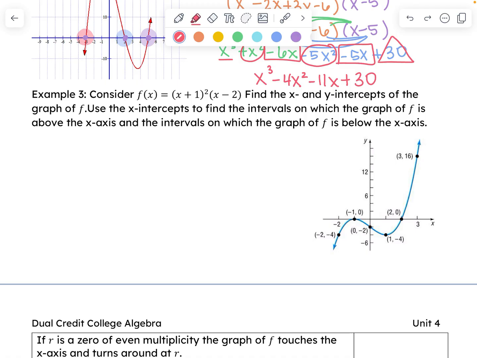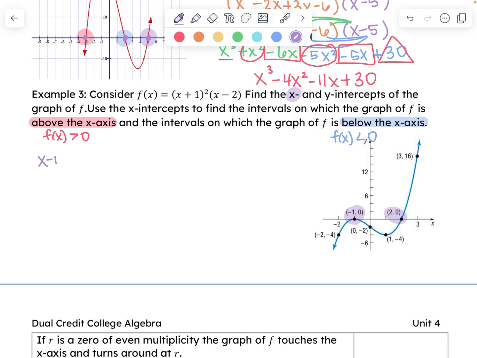We've talked about this a couple times. If we're talking about it being above the x-axis, remember that's where we have f of x greater than 0. And if we're talking about it being below the x-axis, that's where we have f of x less than 0. We talked about that back in Unit 1, and you had that on a couple of your MyMathLab homework questions in our past unit. So our x-intercepts help us figure that out because, remember, they are where it actually equals 0.